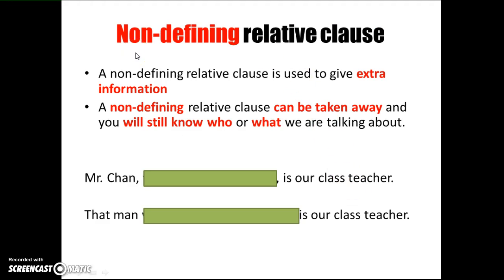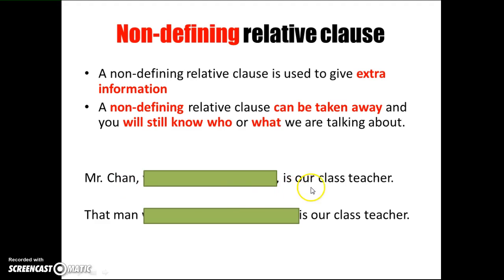Now we're going to talk about non-defining relative clauses. There are 2 different types of clauses. One is non-defining, and the other one, we can take away the non, which is just defining. A non-defining relative clause is used to give extra information, and it can be taken away, and you will still know who or what we're talking about. Take a look at the 2 sentences below.